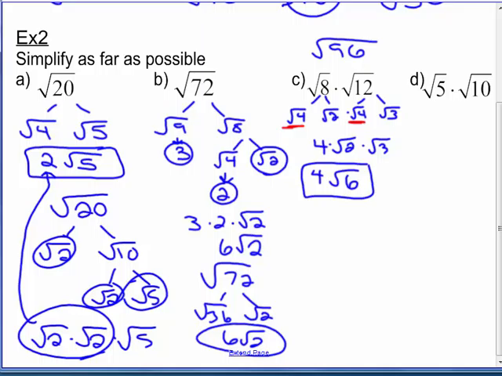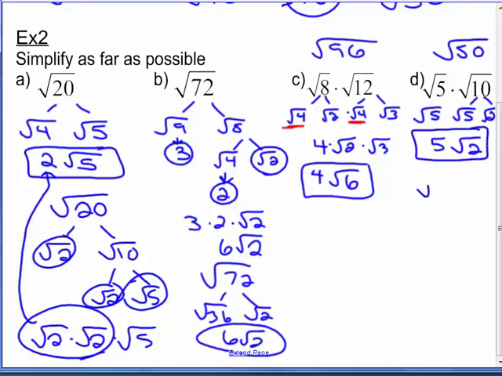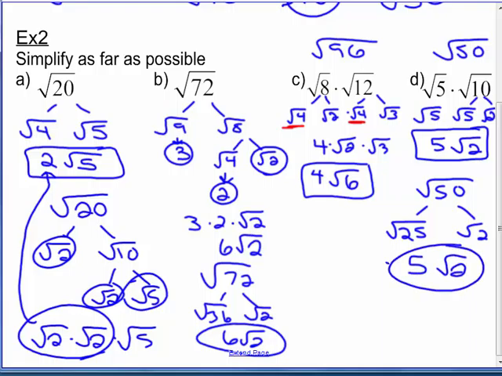In D, the last one here, I could multiply them together and get the square root of 50. But I think it's easier to break it down. Square root of 5, square root of 2. We know that the square root of 5 times the square root of 5 is 5. So I have 5 root 2. Now, if I broke it up into 50, I could break it into 25 and 2. And again, why choose 25? Because that's a perfect square. Square root of 25 is 5, so I get 5 root 2, same as I did before.